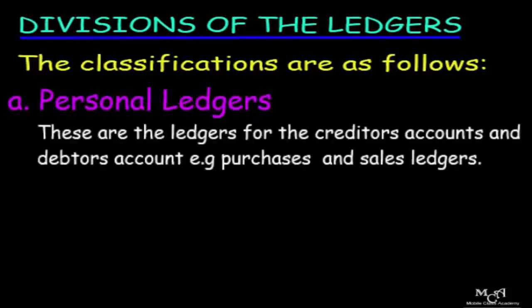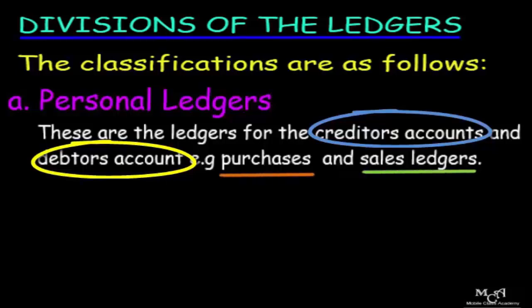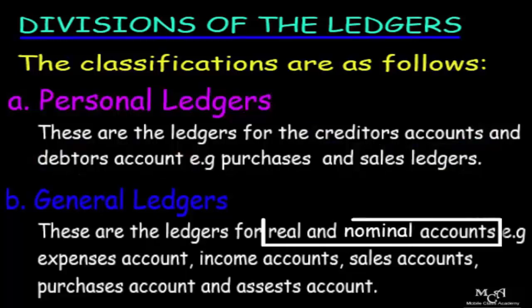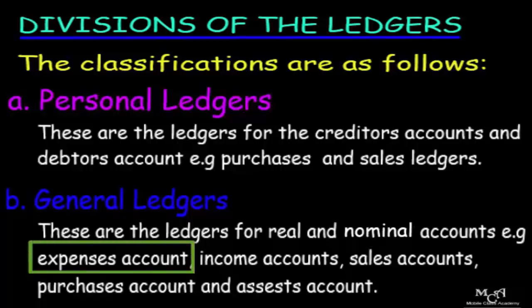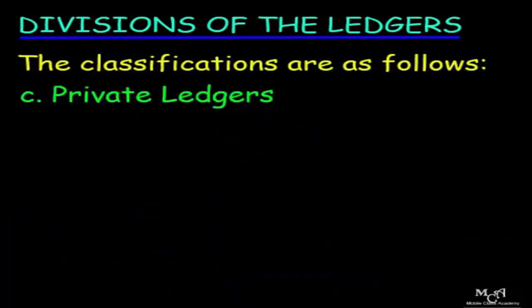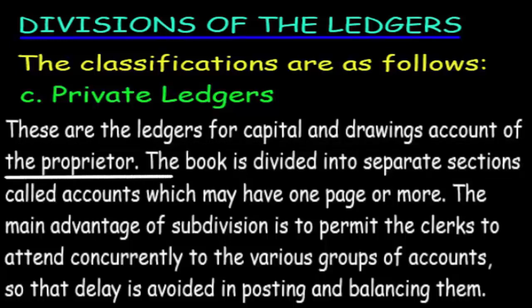Divisions of the ledgers. The classification are as follows. A. Personal ledgers. These are the ledgers for creditors' accounts and debtors' accounts, e.g., purchases and sales ledgers. B. General ledgers. These are the ledgers for real and nominal accounts, for example, expenses account, income account, sales account, purchases account, and assets account. C. Private ledgers. These are the ledgers for capital and drawings account of the proprietor.